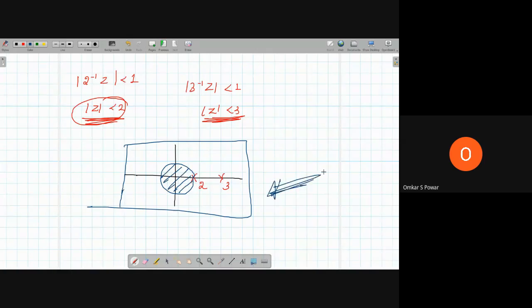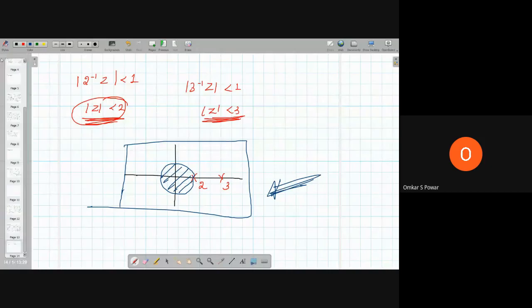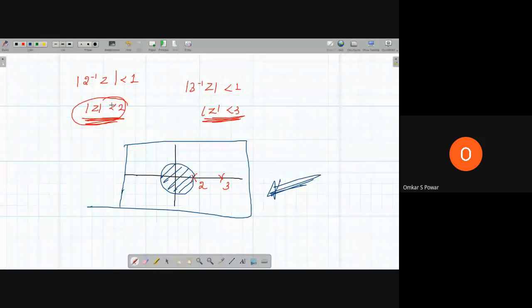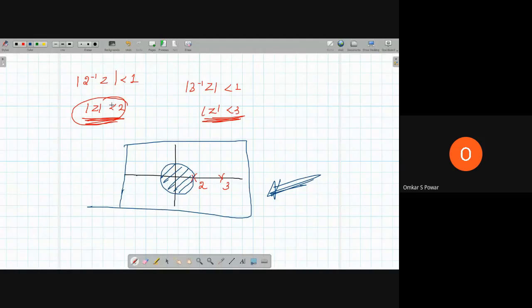Okay, guys, I think it's time. I think you all have a break. So we have solved a good number of problems in this Z transform. In the next class, we will continue with these problems and we will see some problems with respect to some properties of Z transform. Till then, bye.